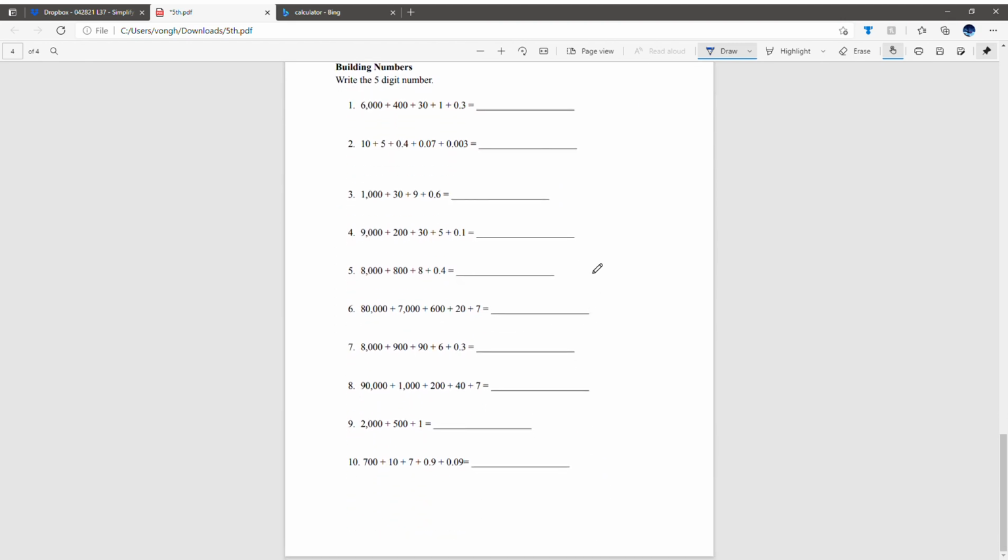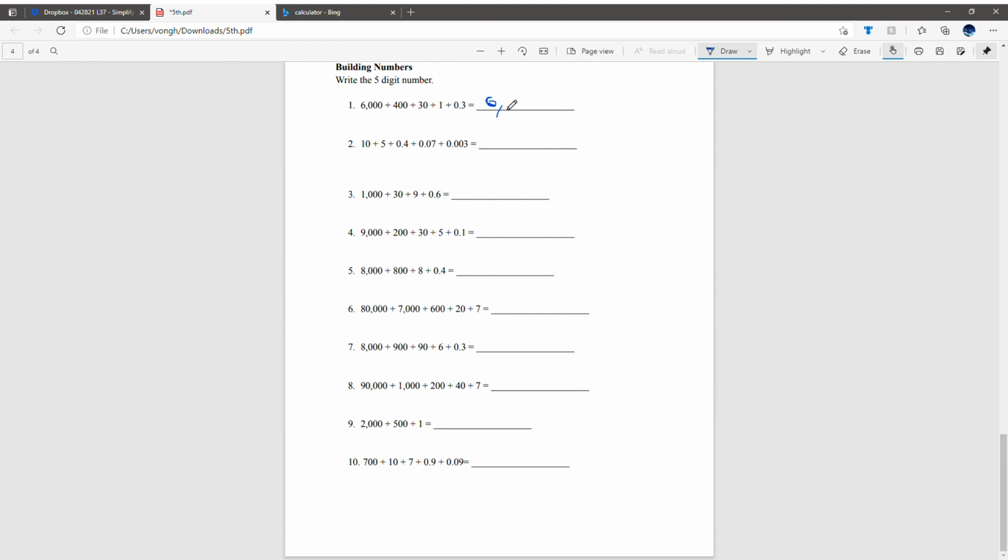Now here we're just writing the 5-digit number. So we have 6,000 plus 400 plus 30 plus 1 plus 0.3. Now I like to do it from left to right. So we have 6,000. 6,000 is in the thousands place, so just write 6. And after every 1,000, we just put a comma.